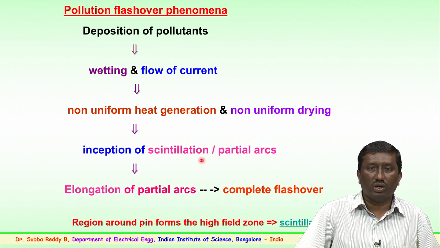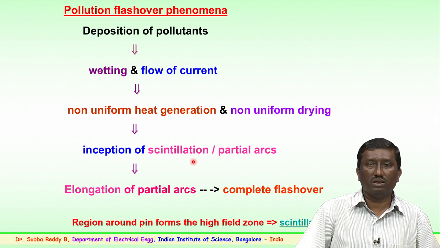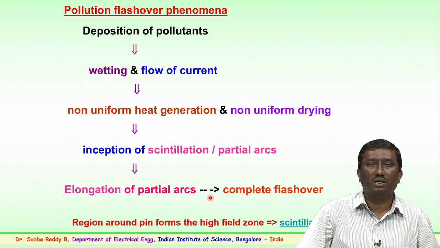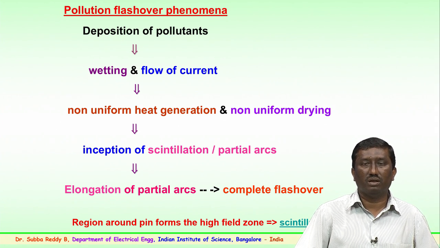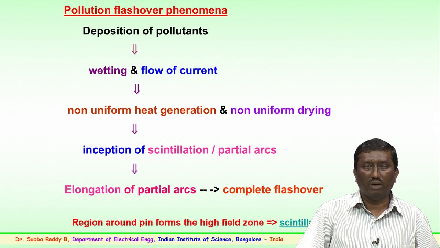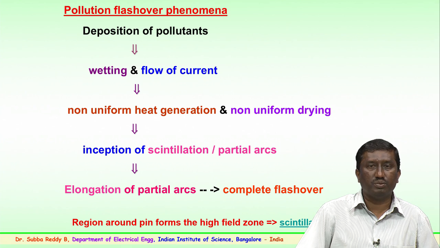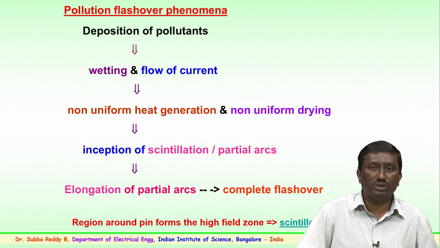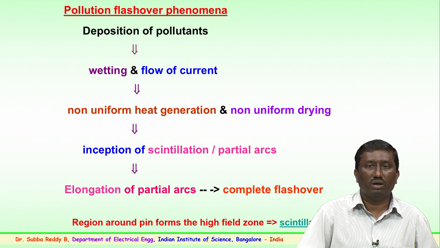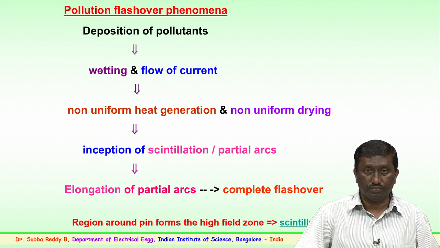These partial arcs or scintillations could elongate depending upon the voltage stress and the surface condition of the insulator, and it has been observed that complete flashover or bridging of the entire insulator could happen, where the entire line trips in the substation. So, this phenomenon is normally observed during the pre-monsoon conditions. So, the pollution flashover or contamination flashover is a phenomenon which could happen over a long period of time and has to be properly addressed.